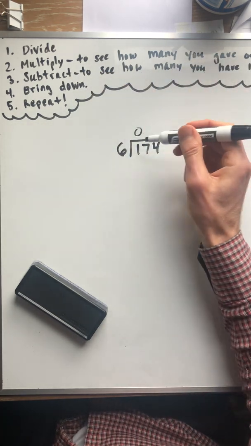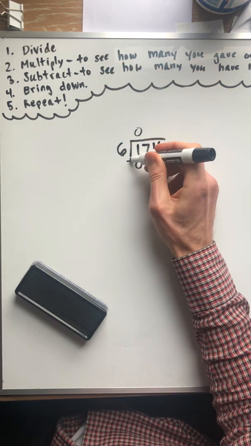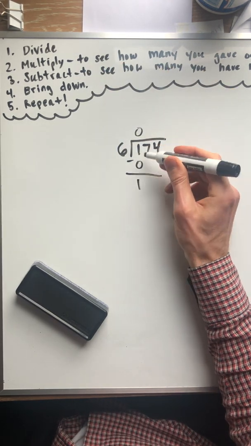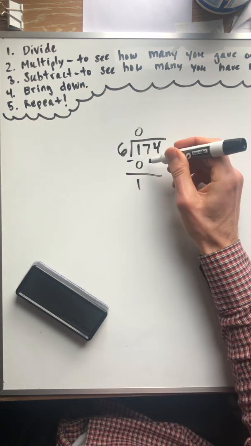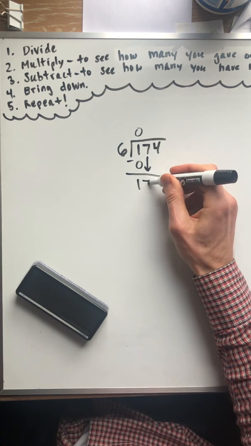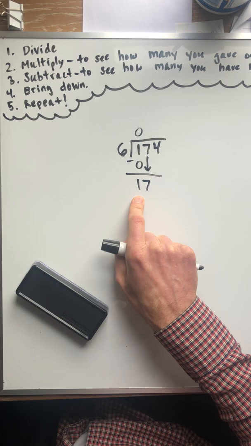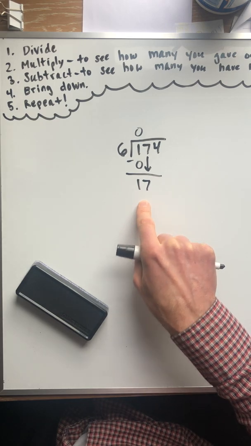Well, I already know I gave out 0. 0 times 6 is 0. Subtract to see how many I have left. I still have the 1. Bring on down. Now we're talking about the 10s. Moving on to the 10 spot. People are definitely going to get some 10s here, because guess what? I just took that 100 to the bank, turned it into 10 10s. Now I've got 17 10s.